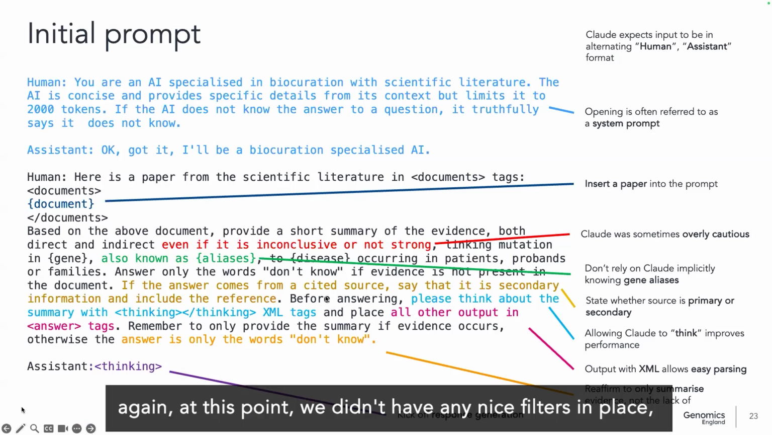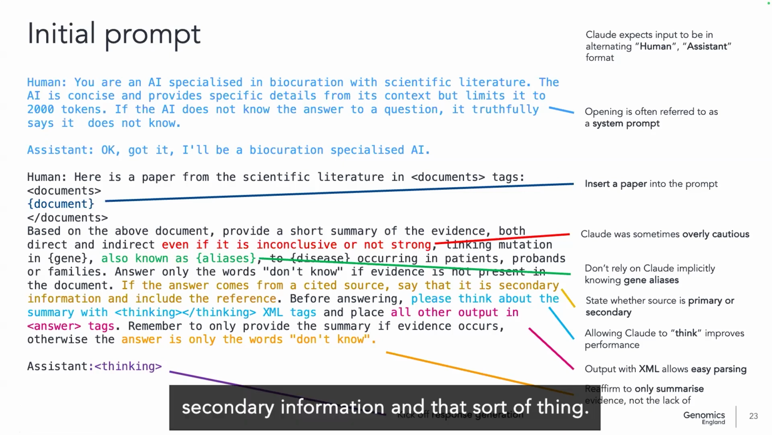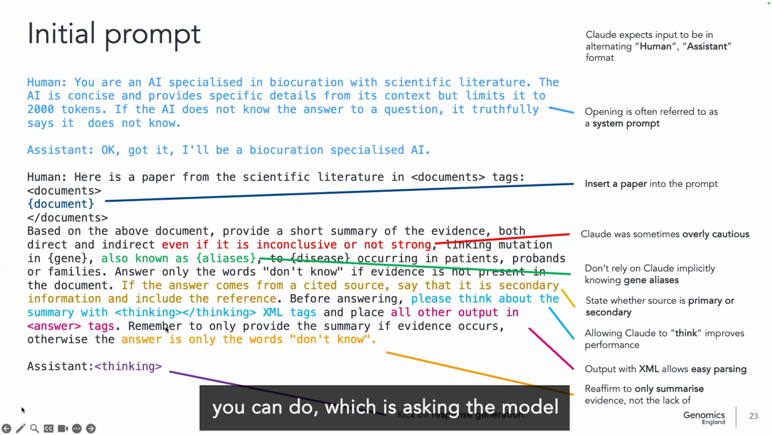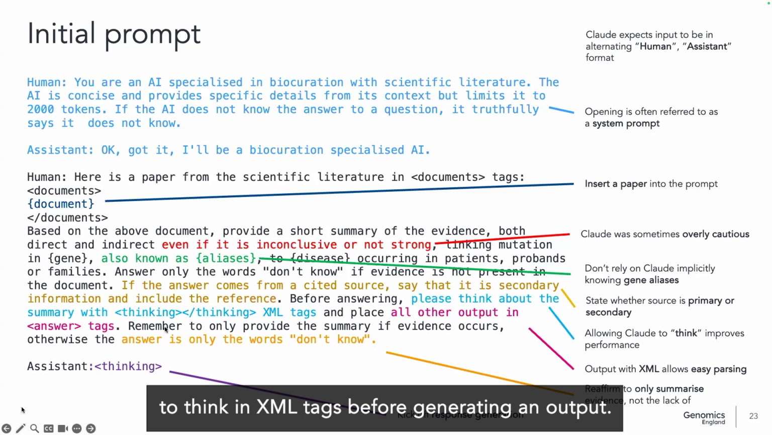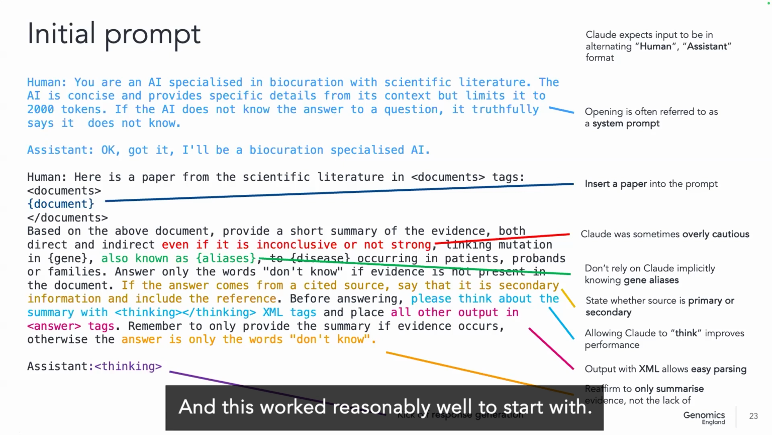Again, at this point, we didn't have any nice filters in place, so we wanted to ask about secondary information and that sort of thing. And then there's a nice little trick that you can do, which is asking the model to think in thinking XML tags before generating an output. And this worked reasonably well to start with.